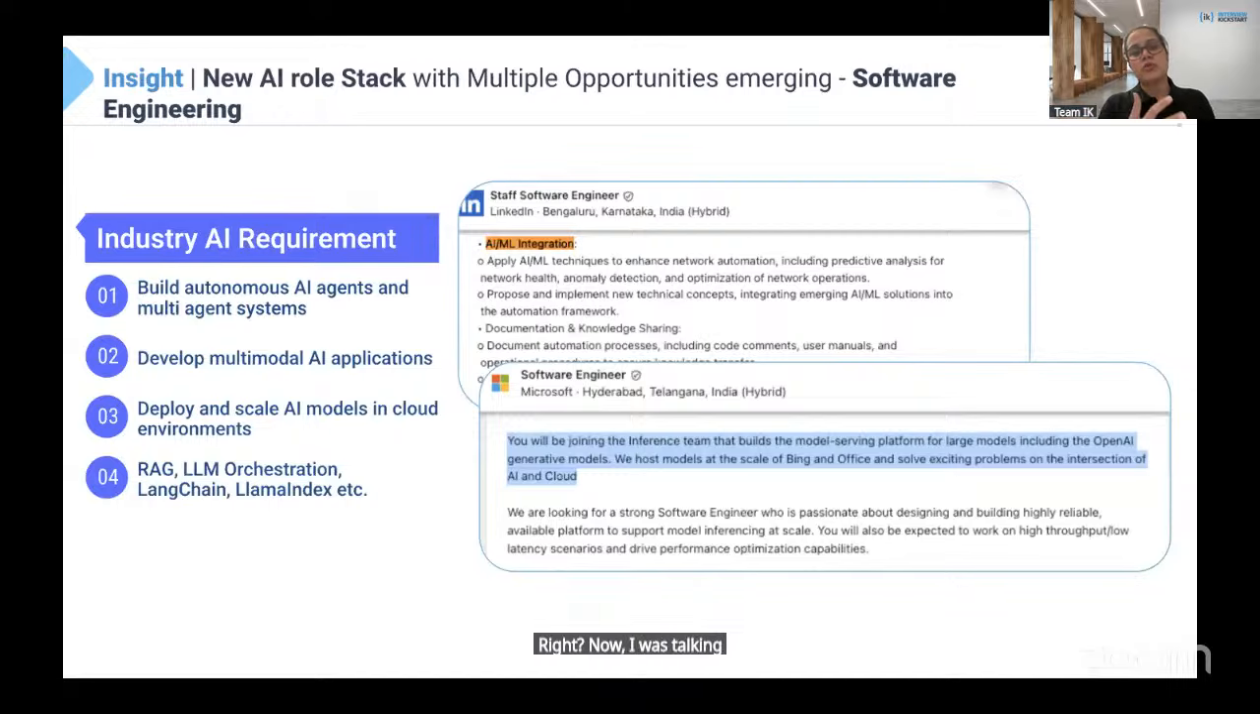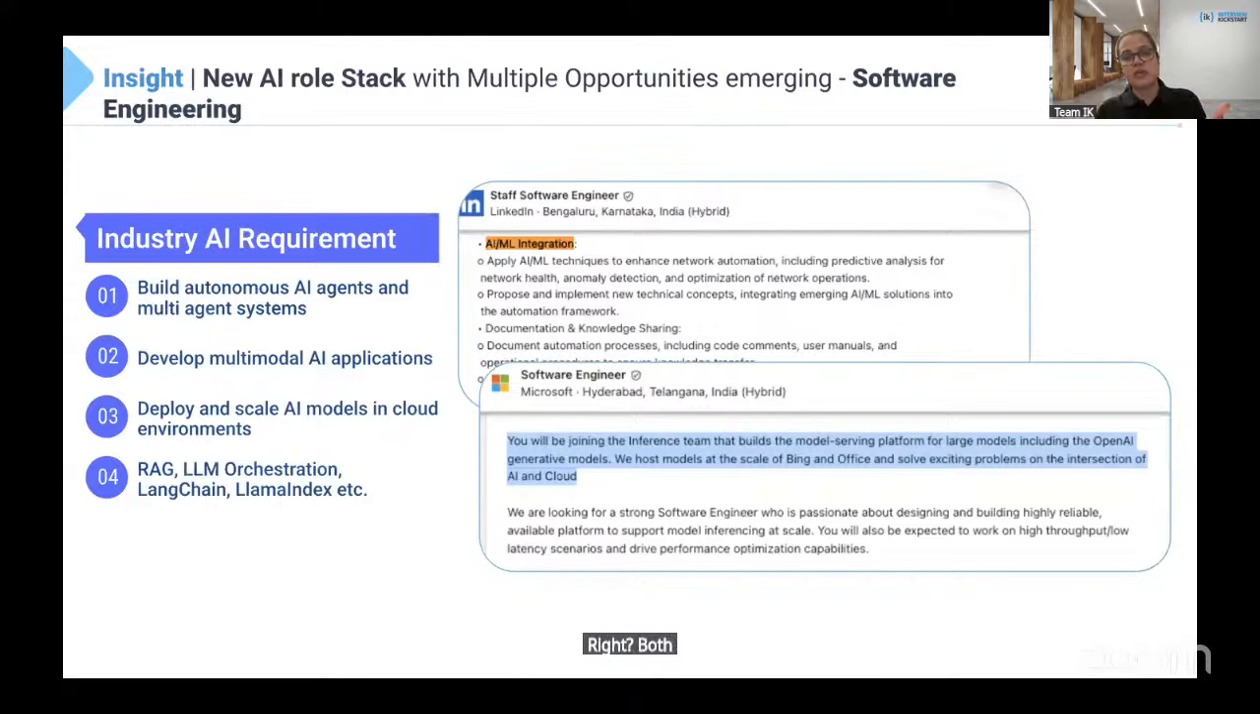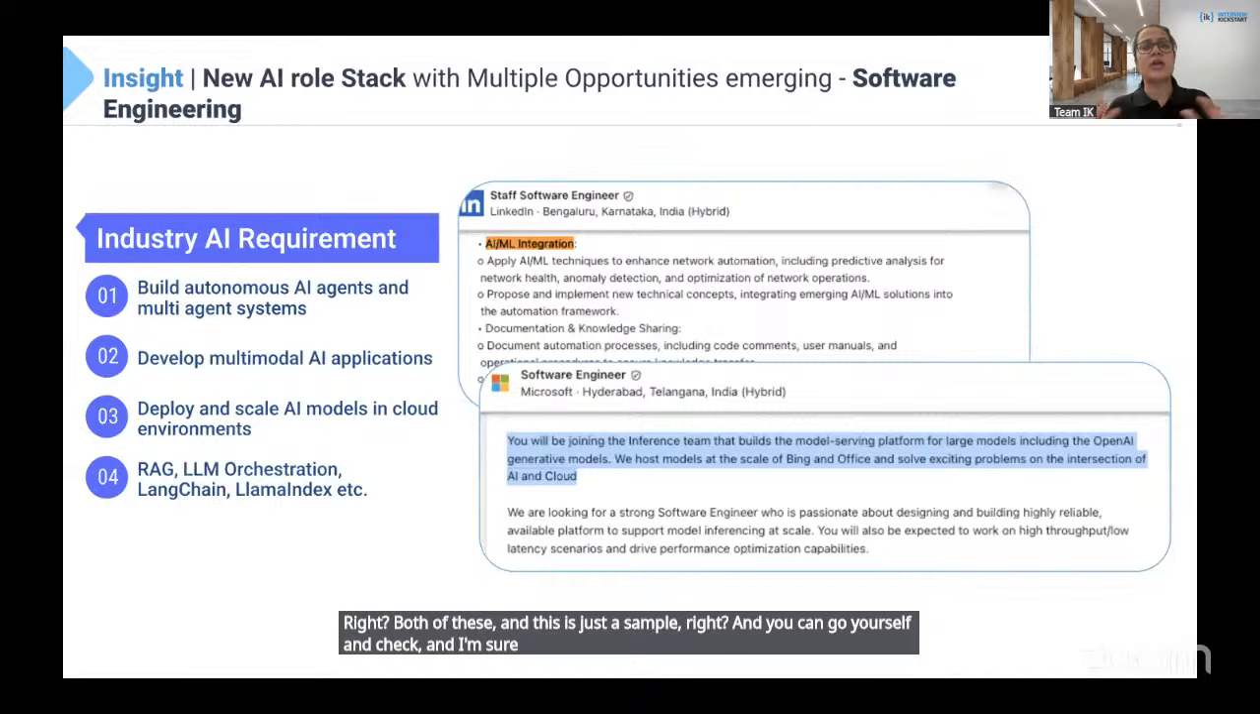Now, I was talking about showing it to you in flesh, right? So I've taken again an example of a couple of software engineering job descriptions from LinkedIn. So one is of LinkedIn itself, staff software engineer role, and one is of Microsoft software engineer role, right? Both of these, and this is just a sample, right? And you can go yourself and check. And I'm sure a lot of you are already in the market trying to switch or find another job.